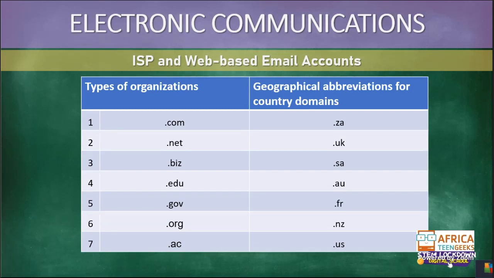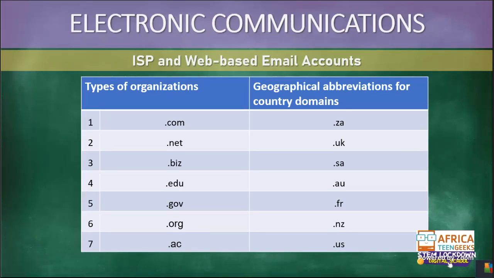.net, there is .biz, .edu, and then .gov, .org, .ac. All these are examples of types of organizations, right? For .net, it's for business as well. For business, as well as .biz. Then .edu, it's for educational websites. .net, it's for business networks, right? And then .gov, it's a governmental organization, right? And then .org, it's an organization, NGO.